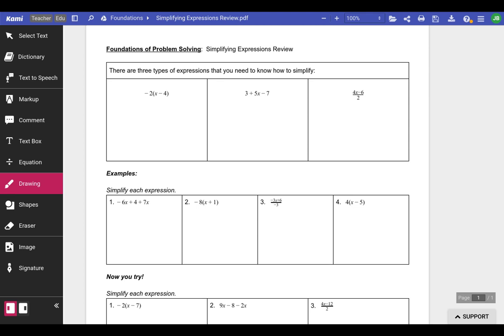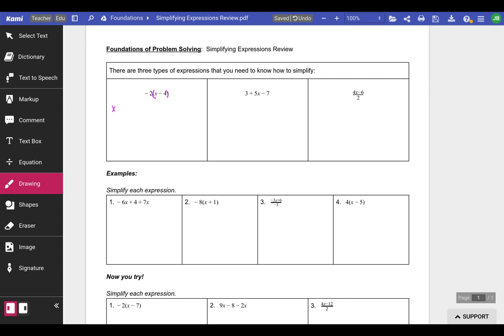And really there are three types of expressions that you need to be able to recognize and then know how to simplify. The first one looks something like this: -2(x - 4). When we see an expression like that, we know it's not simplified because of those parentheses, and we need a way to get rid of them. And we do that by what we call distributing.